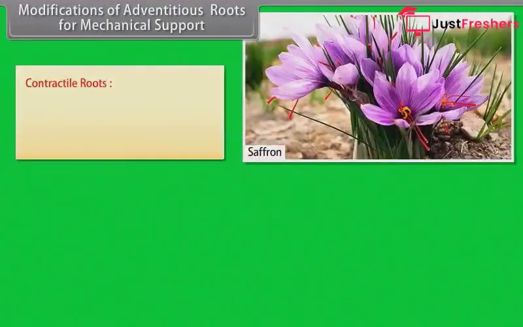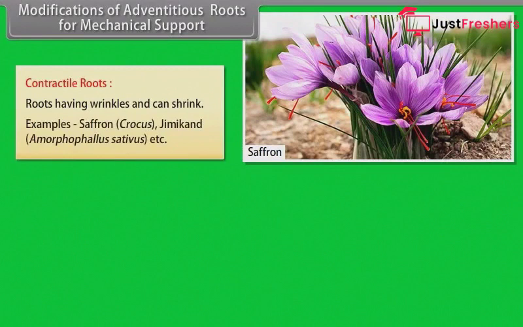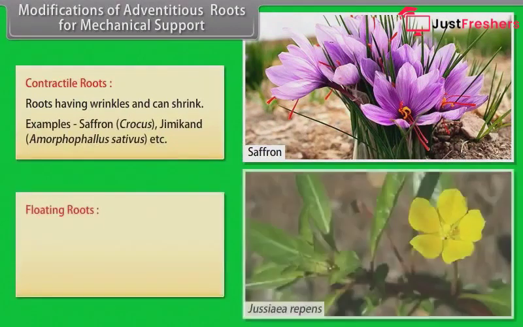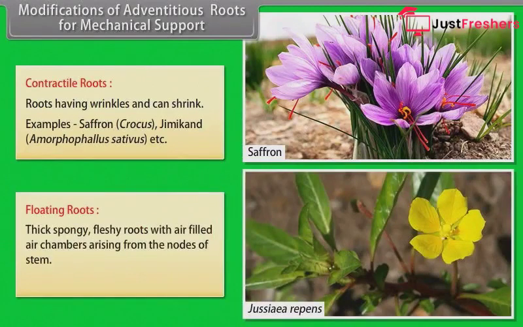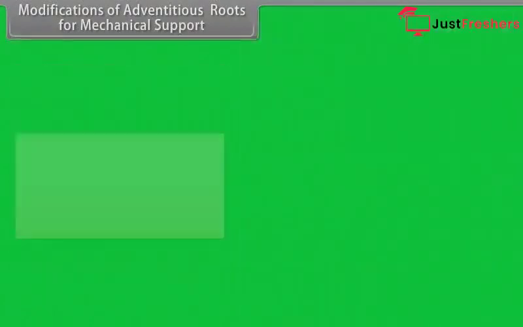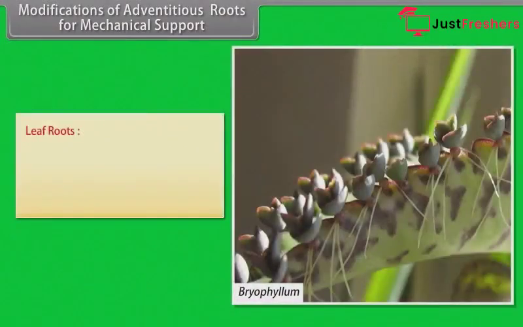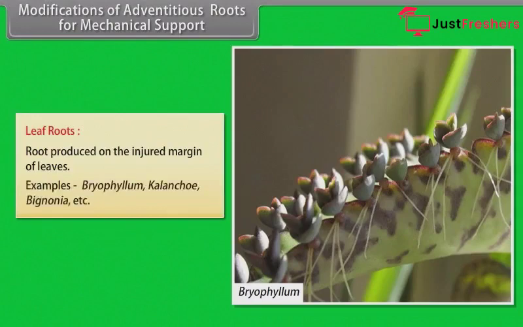Contractile roots: roots having wrinkles and can shrink. Examples, saffron, jimmycand, etc. Floating roots: thick, spongy, fleshy roots with air-filled chambers arising from the nodes of stem. Example, Jussiaea repens. Leaf roots: roots produced on the injured margin of leaves. Examples, Bryophyllum, Bignonia, etc.